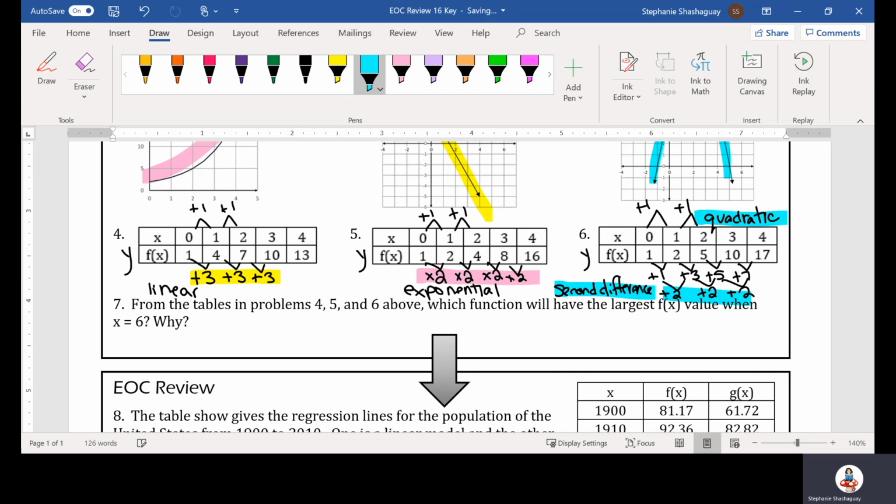From the tables in problems 4, 5, and 6 above, which function will have the largest f of x value? So which one would be the largest? Well, if we're dealing with linear, exponential, and quadratic, our largest value is always going to be our exponential. So our answer here is number 5, which is the exponential function. And that's because the rate of change is the highest.